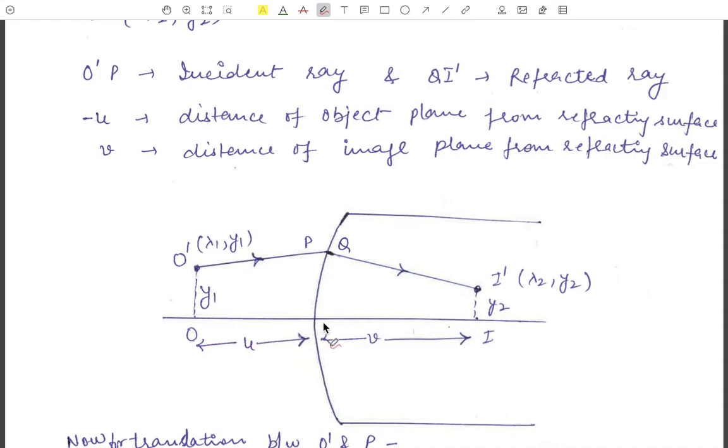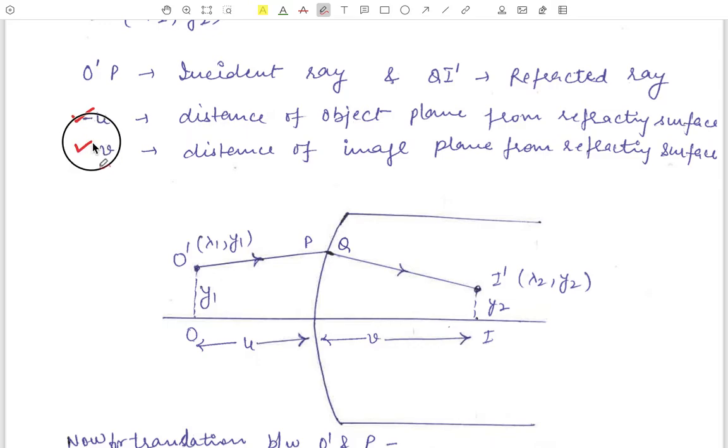This U is the distance of the object plane from this spherical refracting surface, and this is minus U because the distance is measured to the left of the origin. Similarly, this V is the distance of the image plane from the refracting surface, and this is positive V because this distance is measured to the right of the refracting surface.